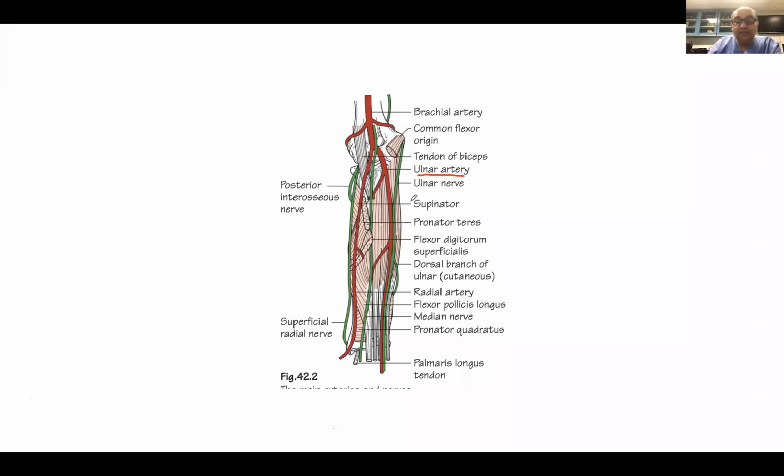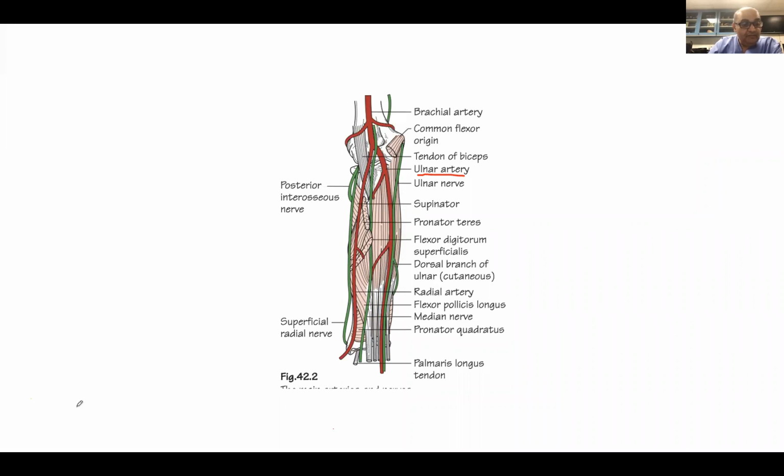Because when we talk of these terms, we talk with reference to anatomical position. So always remember, if we place things in anatomical position, this is the lateral side. So this is lateral to my median. You can see it here, it's going all the way down.